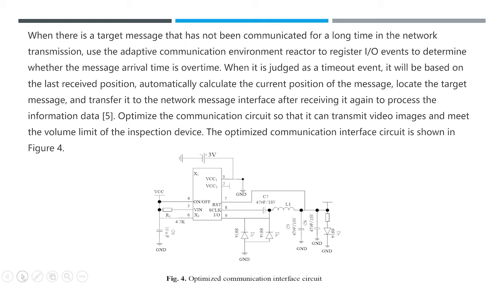After receiving it again, process the information data and optimize the communication circuit so that it can transmit video images and meet the volume limit of the inspection device. The optimized communication interface circuit is shown in Figure 4.